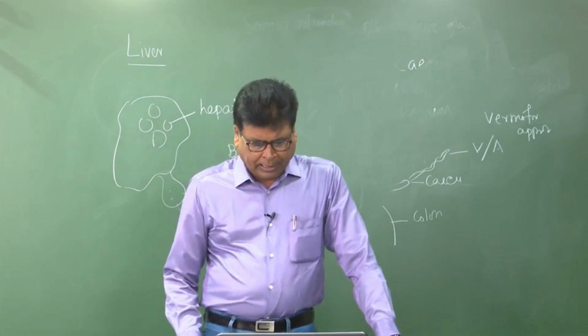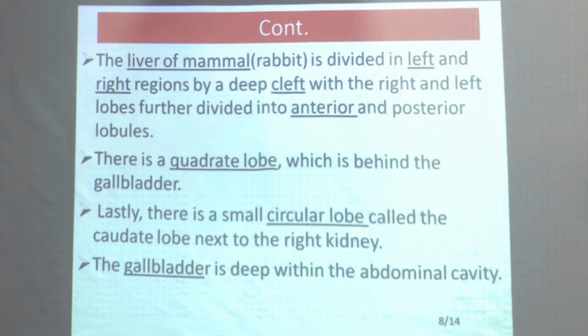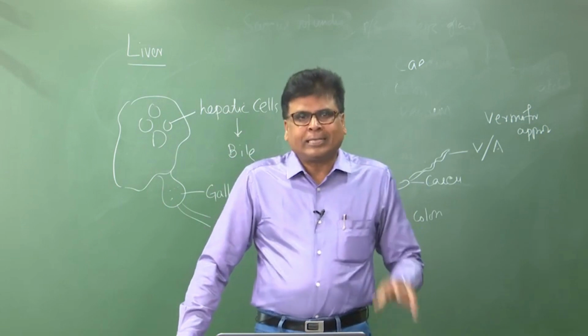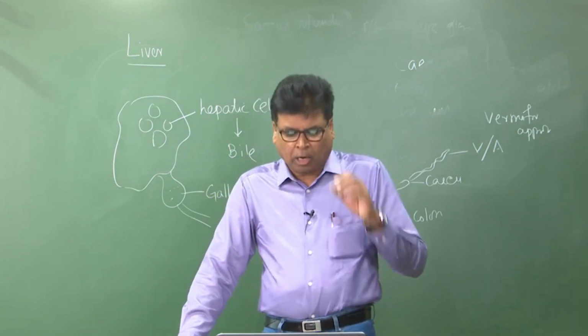So now come to the next. In the case of a mammal, the liver of a mammal, I am taking the example of the rabbit, is divided into left and right by a deep cleft which divides the liver into right and left. In addition, the right and left further divide into anterior and posterior lobules, that means the liver is divided into different lobules.